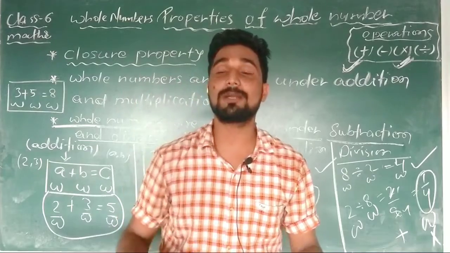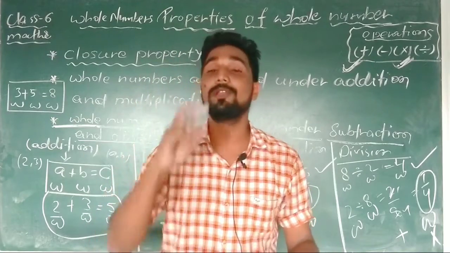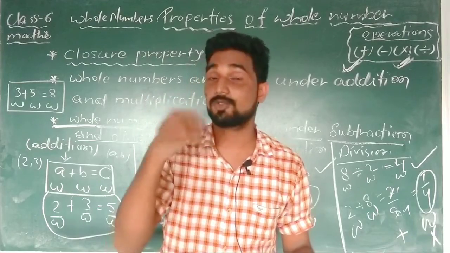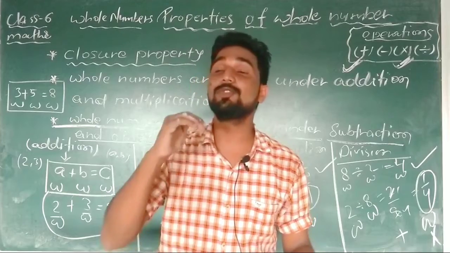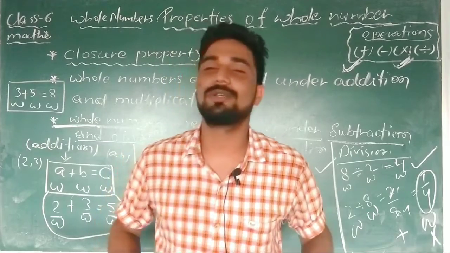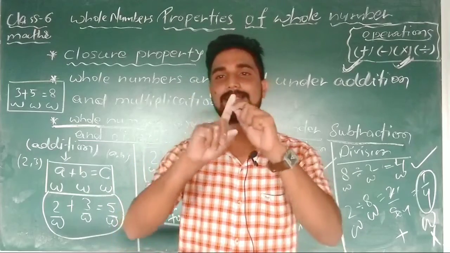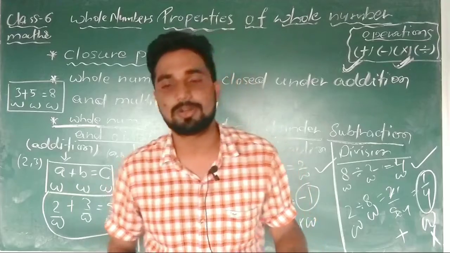When you subtract two whole numbers the answer should be a whole number, but it does not come, so it is not followed. When you multiply two whole numbers the product should be a whole number, it comes, so it is followed. And when you divide two whole numbers, it does not always come as a whole number, so it is not followed. So for addition and multiplication it is followed, for subtraction and division it is not followed.